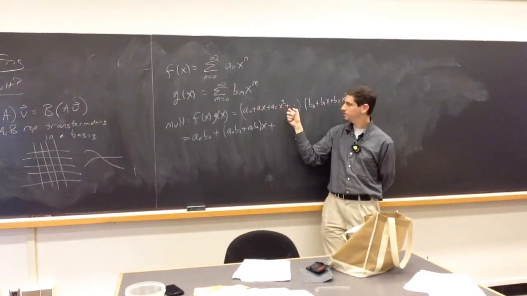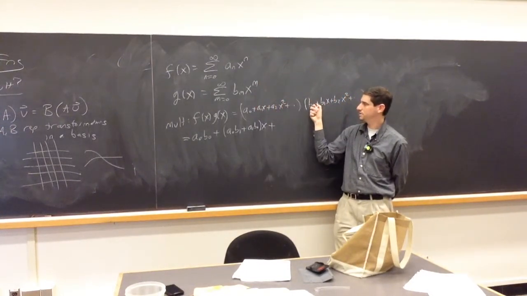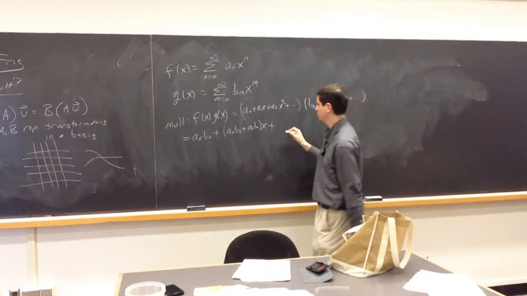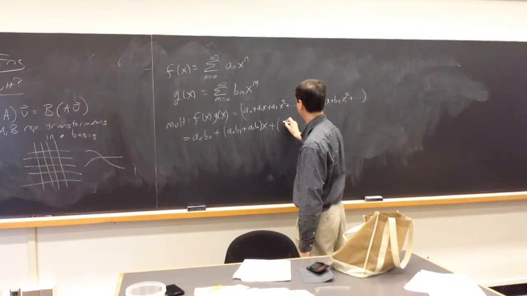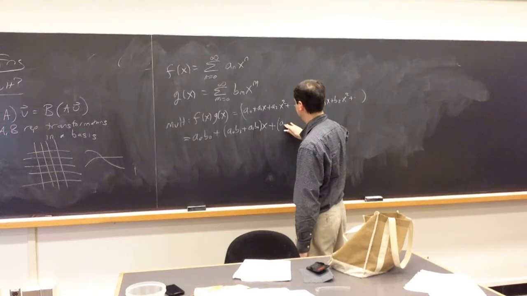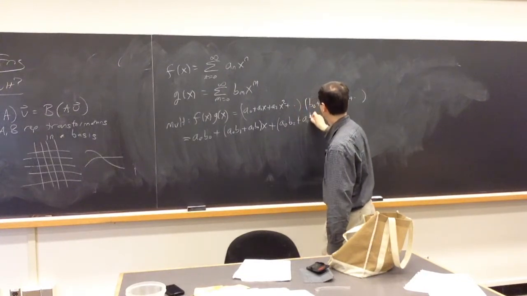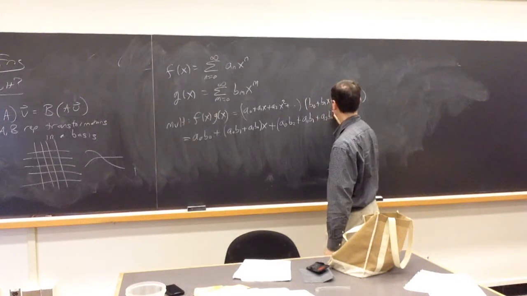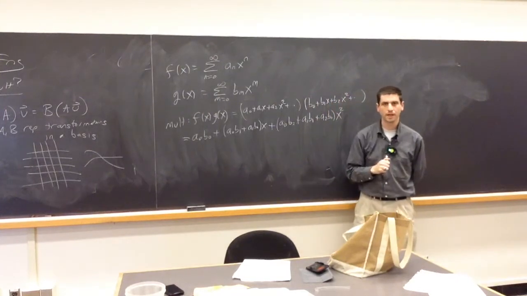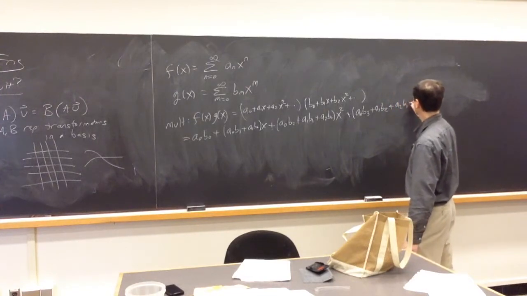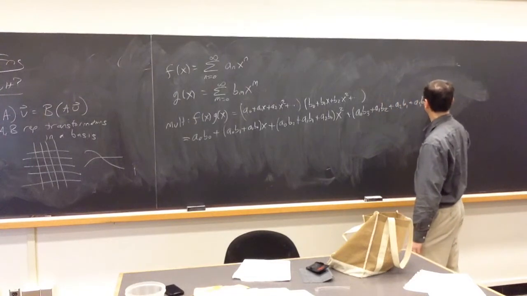How can I get an x squared term? I can have the x squared times the b0. I can have x times x, or I can have a0 times b2 x squared. So the x squared term will be a0 b2 plus a1 b1 plus a2 b0 times x squared. If I want to do the cube term, it would be a0 b3 plus a1 b2 plus a2 b1 plus a3 b0 times x cubed.